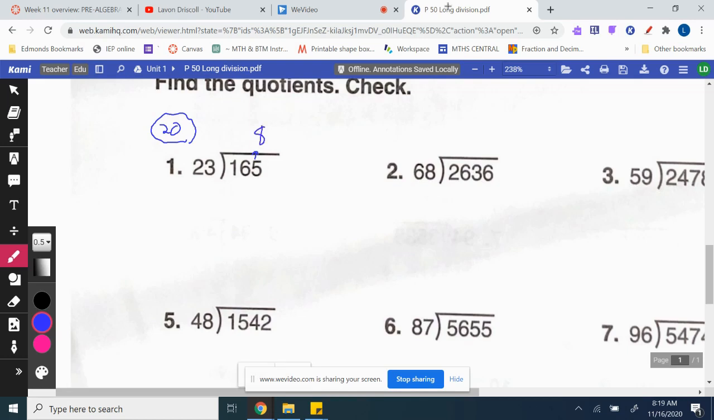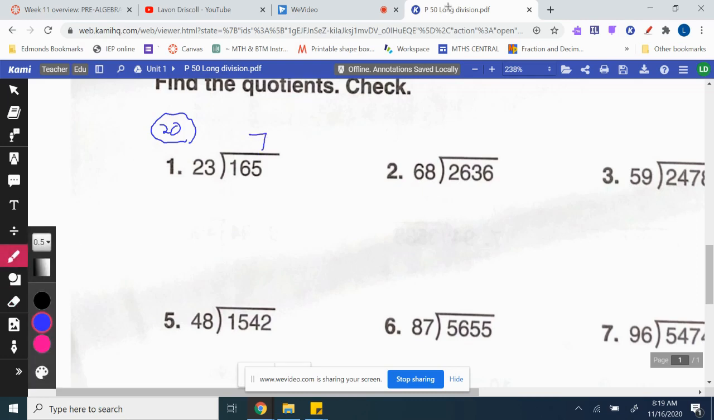8 times 3 is 24. Carry the 2. 8 times 2 is 16, plus 2 is 18. Oh my goodness, I was too much. So I'm going to try a smaller number. I'm going to try 7 because it's the next lower number. So let's try 7.